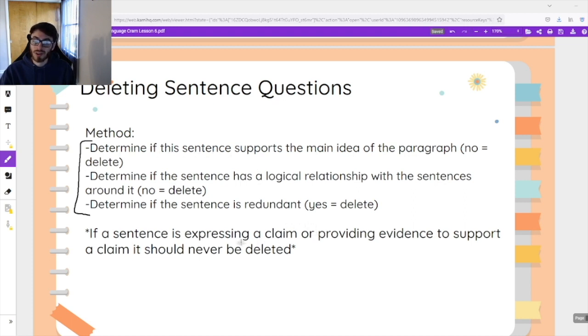If a sentence is expressing a claim or providing evidence to support a claim, it should never be deleted. If it is doing something important, right, we want to keep it. If it's doing those things that we learned are really good to do in our writing, back when we were talking about free response questions, those are the types of sentences we should keep.